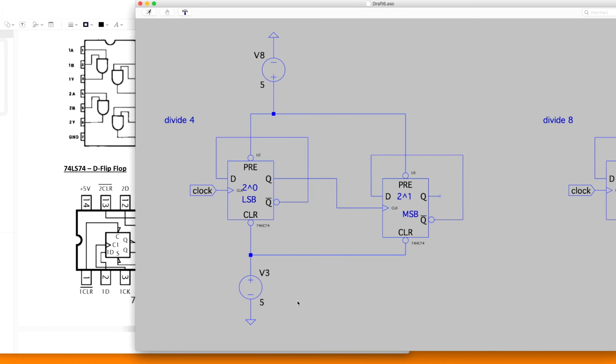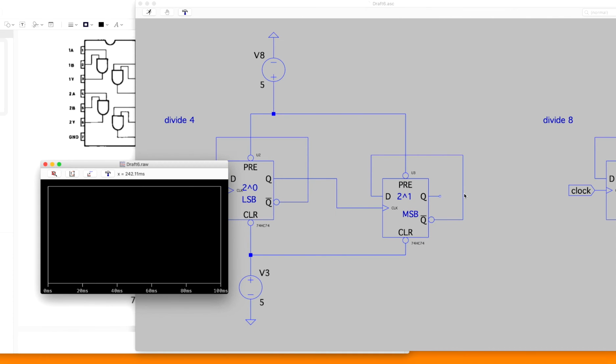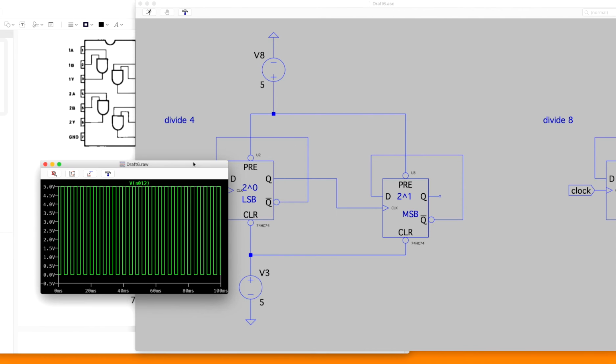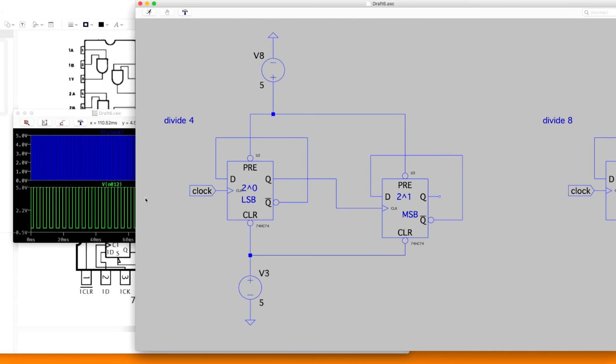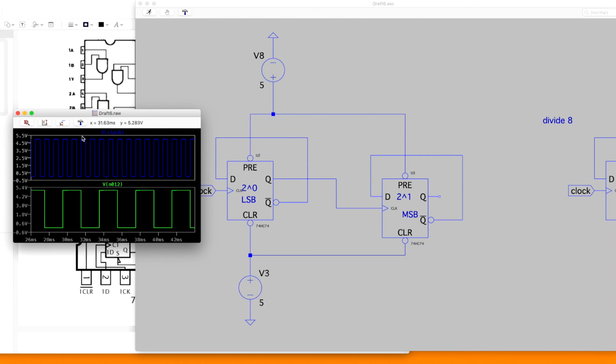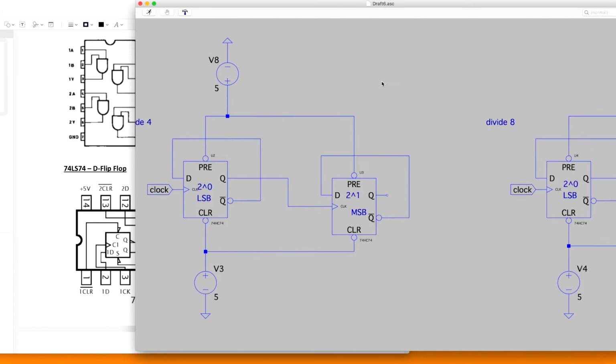And you still keep your DC power supply to the clear and the preset nodes, which is still at 5 volts. And again, your output is taken at the furthest to the right, or your most significant bit inverting pin. And your input is still your original clock signal. So for every 1 cycle or 1 period of your output, there will be 4 input periods that have gone through. That is your divide by 4.